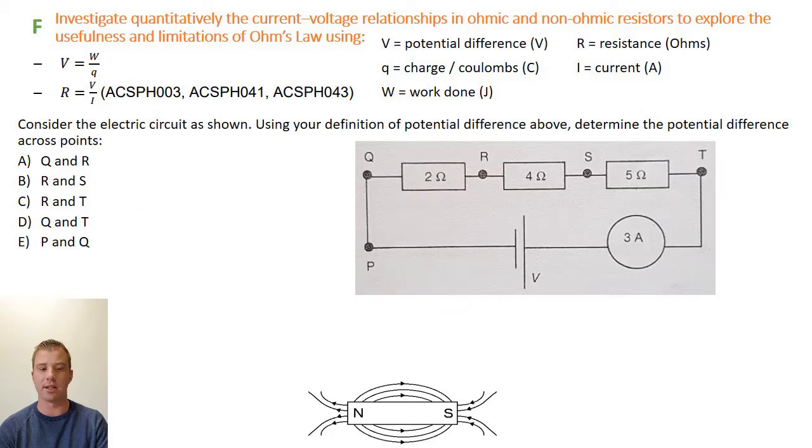Consider the electric circuit as shown. Using your definition of potential difference above in my previous slides, determine the potential difference across these points, A, B, C, and D. If you'd like the opportunity to pause it, then do so now.